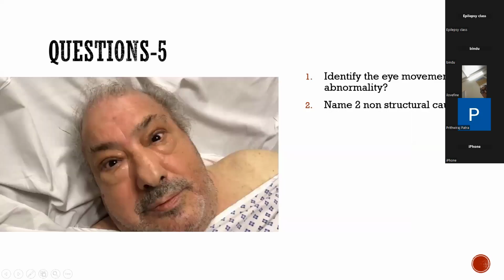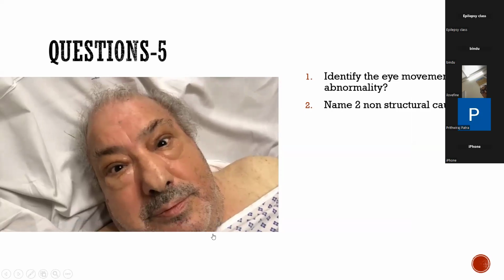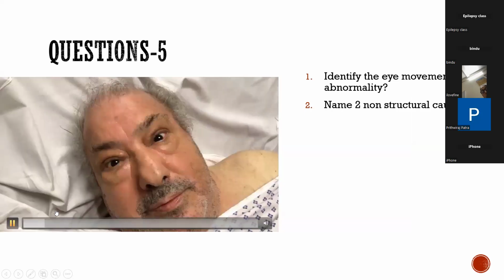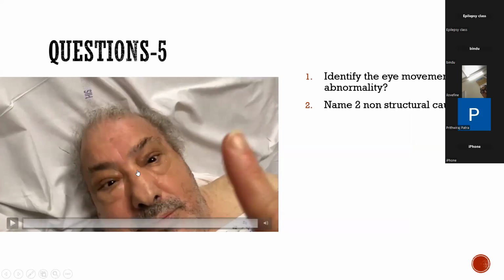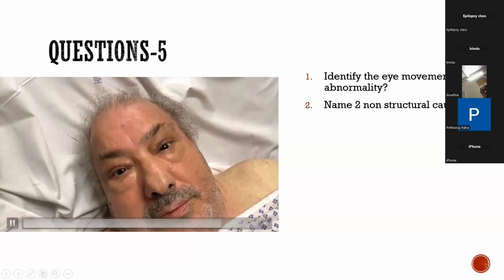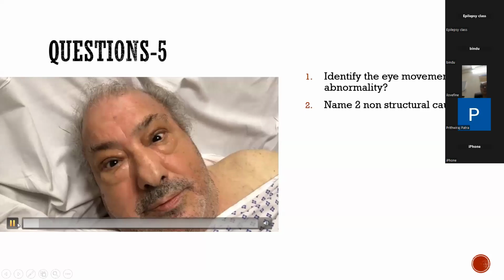So the next question was, this gentleman presented with the following eye movement abnormality. So identify the eye movement abnormality and name two non-structural causes. So the eye movement abnormality seen is downbeat nystagmus. So downbeat nystagmus characteristically increases on downward gaze.